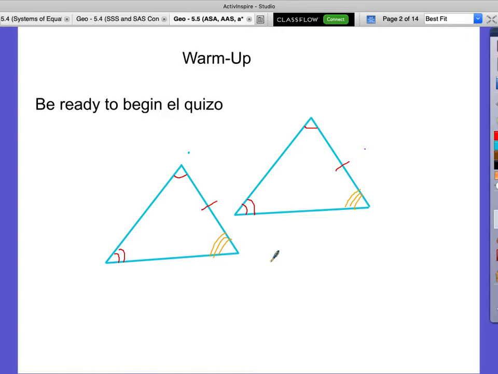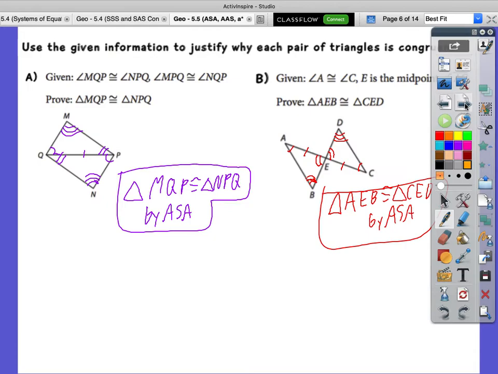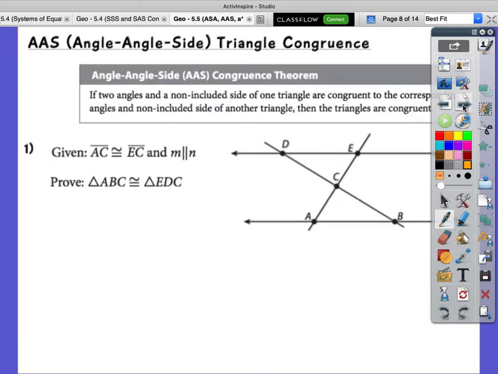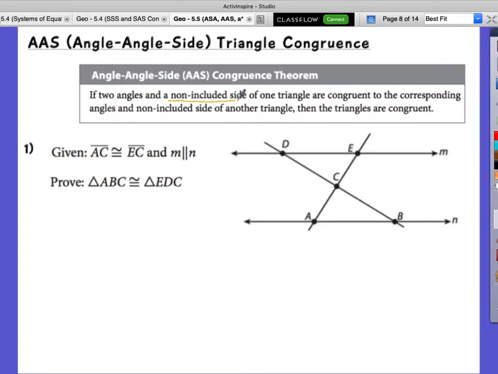Here we could actually use both angle-side-angle and angle-angle-side. So two angles and the non-included side is also enough information. Which brings us to AAS, angle-angle-side, where two angles and a non-included side of one triangle are congruent to the corresponding angles and non-included side of another triangle.